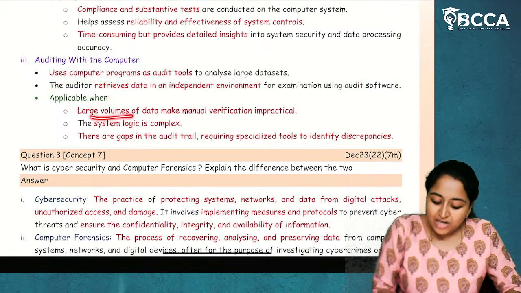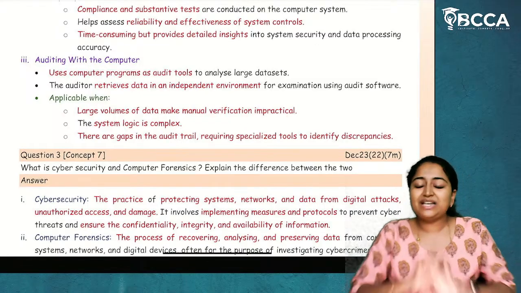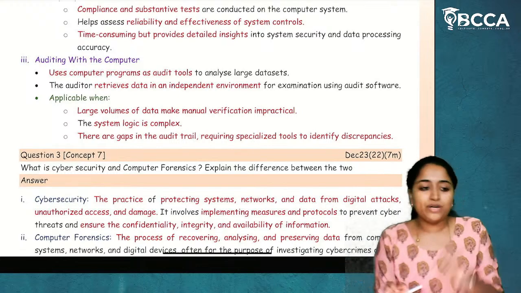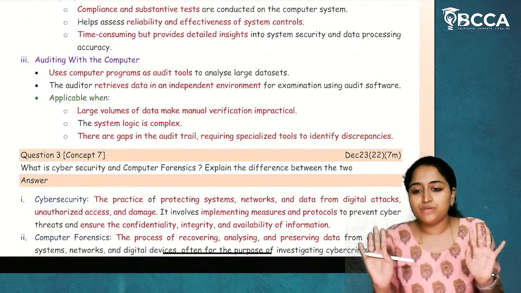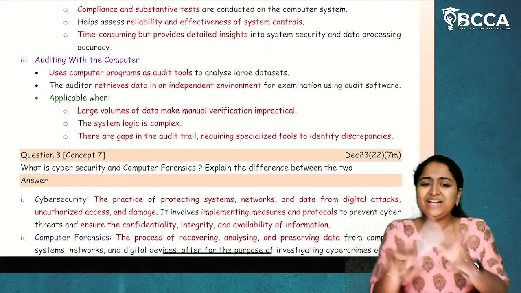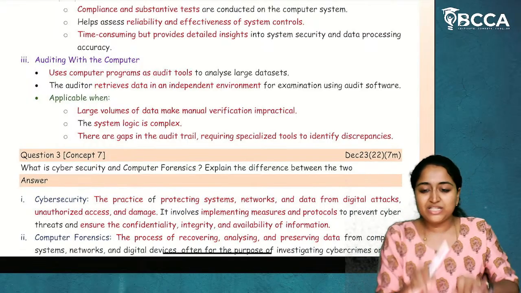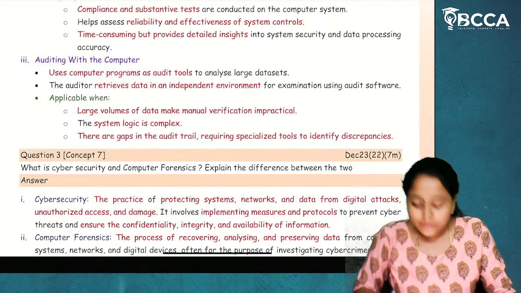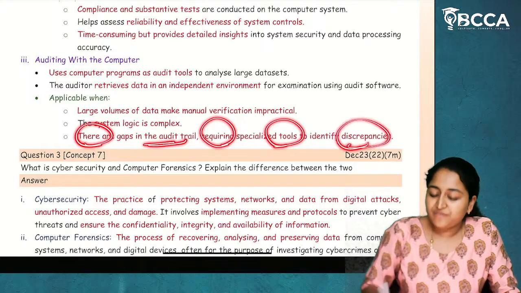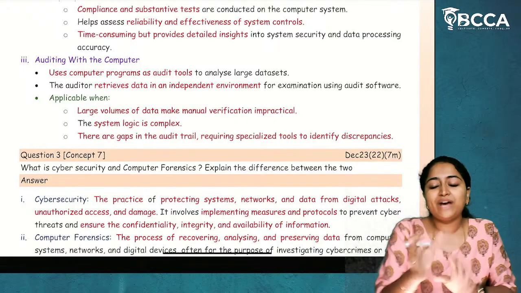It is applicable when a large volume of data makes manual verification impractical. If there is a large volume of data, I can't sit and cross-verify: this is there, this is right, this is there, this is right. I can't do that. So what I'll do is use software which can do the audit and tell me about anything. If there is any problem in between, it will give an error code. Then I'll change the program and it will start the audit again. There are gaps in the audit trail requiring specialized tools to identify the discrepancies. So a manual person can't know where the logic is.